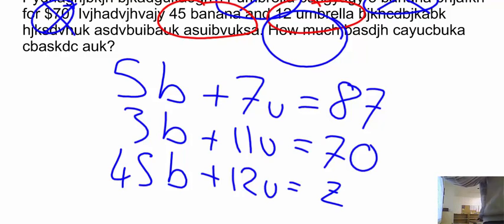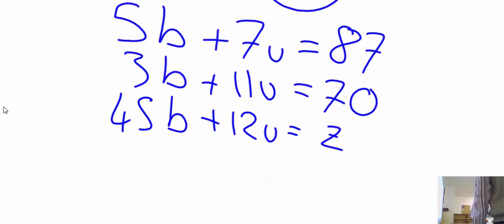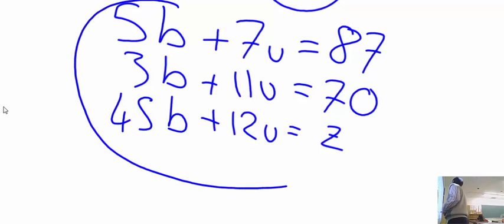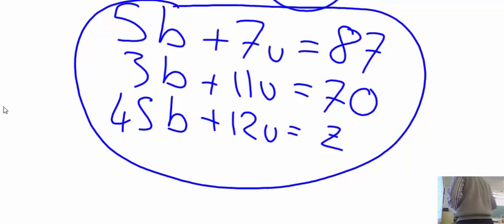So now look at the question. You have practiced this. 5b plus 7u equals 87. 3b plus 11u equals 70. 45b plus 12u equals what? So you've been practicing this, and this is how you solve the question you do not understand.